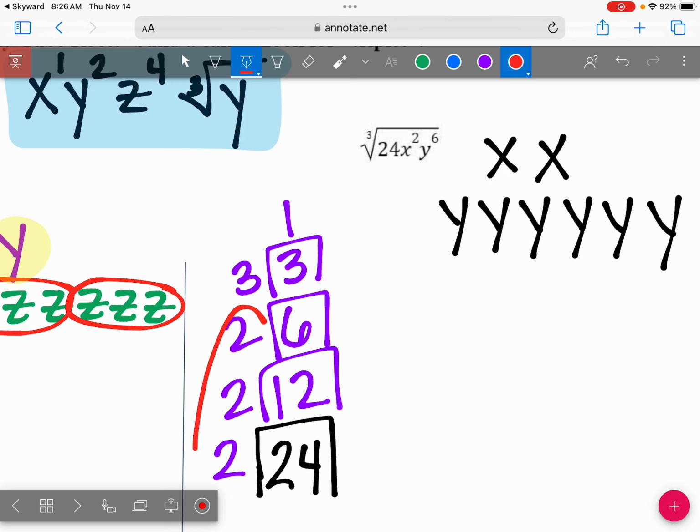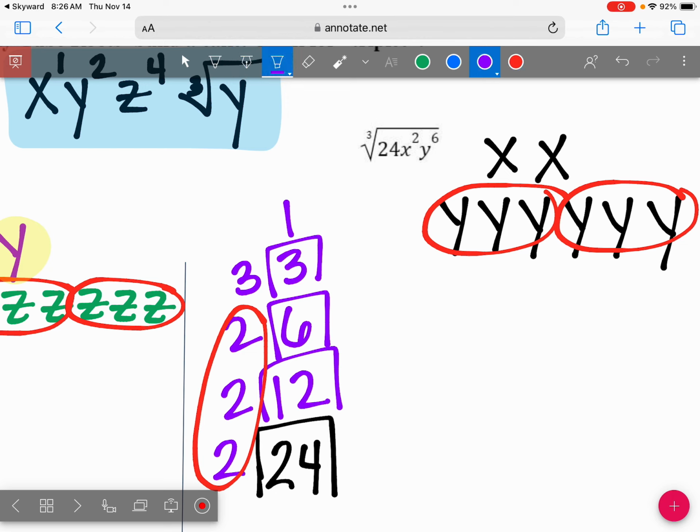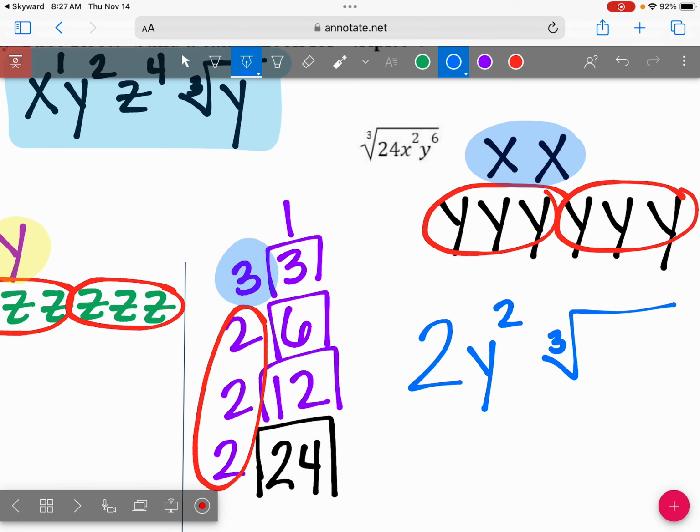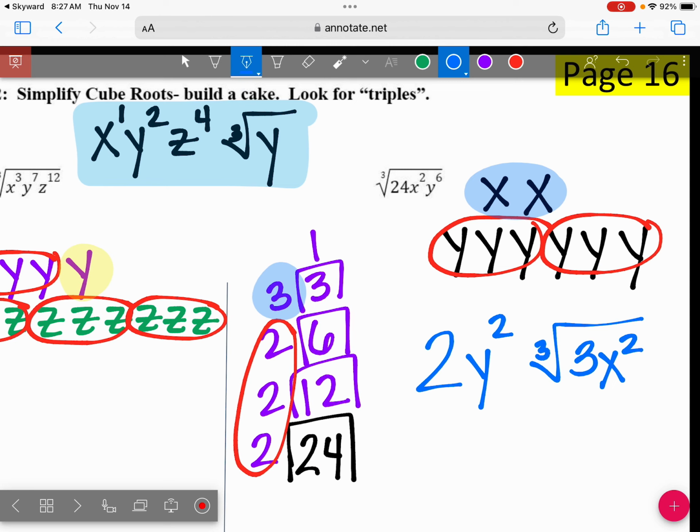All right, so we have one group of 3 twos, 2 groups for the Y, but notice that we did not have enough to make a group with the X's, so they both have to stay. And this 3 will have to stay. So our final answer is 2y squared. Those are my groups. And then I make my house, my radical. And then there's a 3 and x squared underneath.